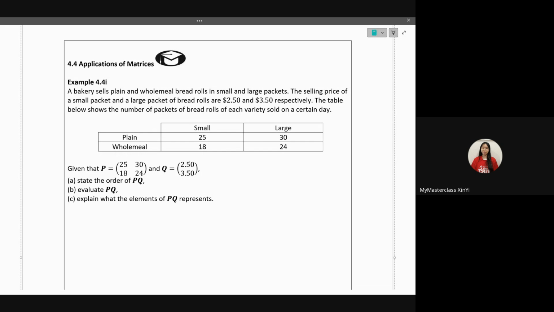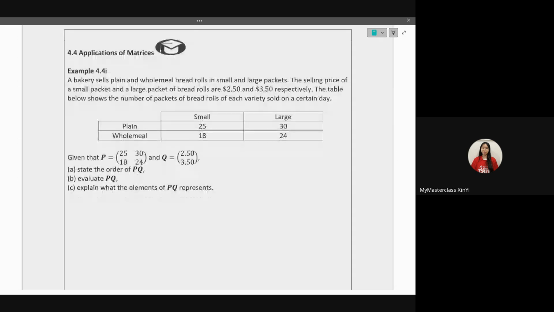Okay, so now we will move on to applications of our matrices. When we talk about word problems, how are we going to use matrices in word problems? Let's look at this example over here.